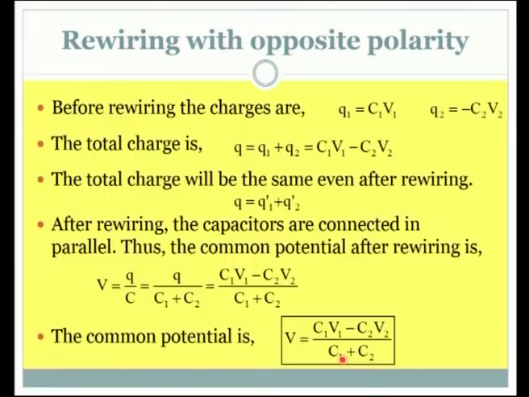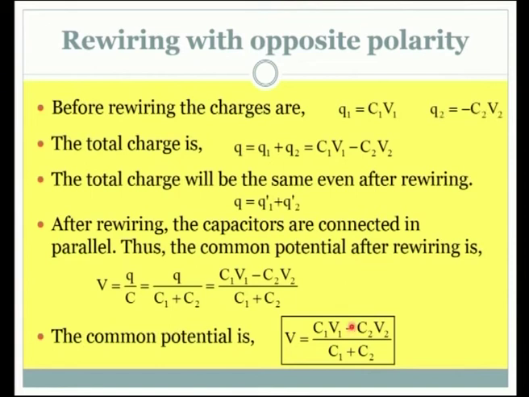What is done here? Before rewiring, the two charges are given like this. Why is there a minus charge shown here? Because this is going to be connected to the positive Q1. So, we write the expression for total charge. After they are connected, the charges are Q1 dash and Q2 dash. So, after rewiring, the capacitors are connected in parallel. So, we try to find out the common potential. The common potential is also found here, the charge Q divided by C1 plus C2. This is a common parallel connection value. So, when we do that, we get this as the final expression for the common potential.